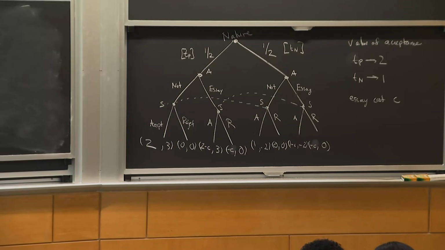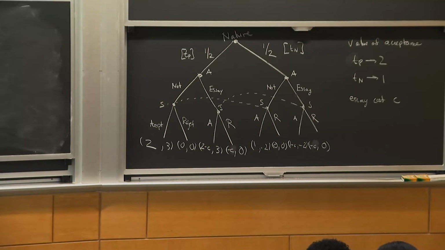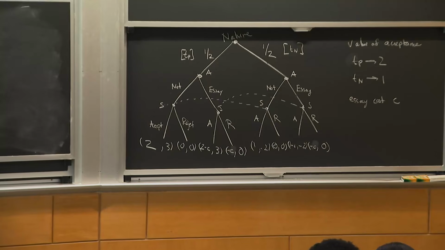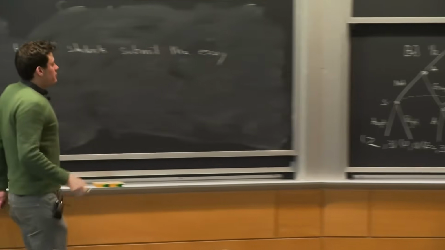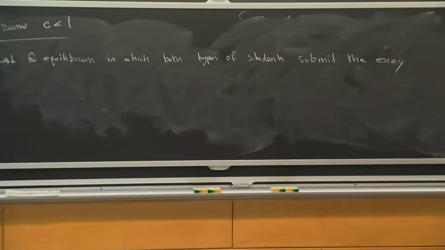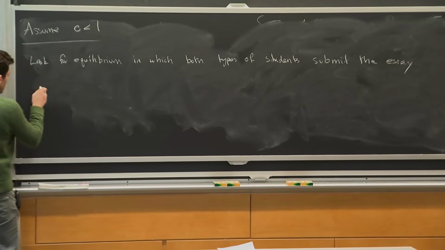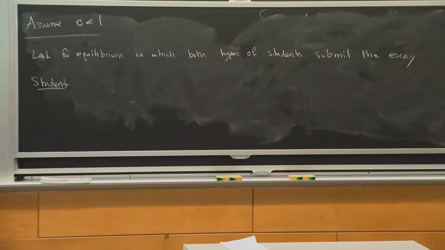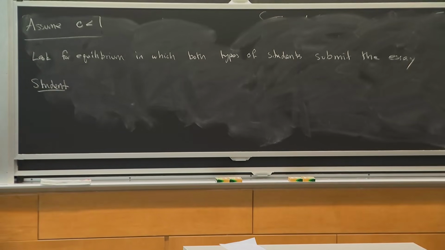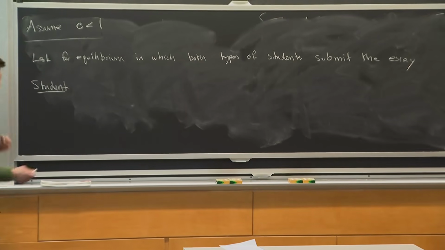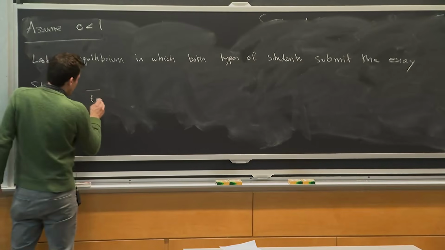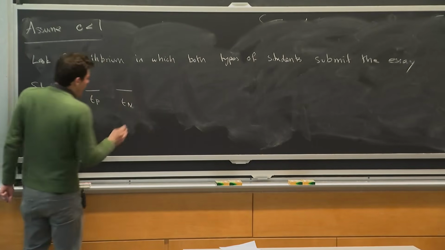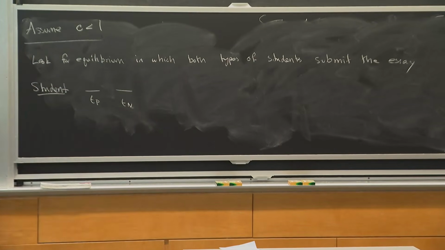In which both types of students submit the essay. Okay? So formally, let's look at the student strategy. Remember, a student strategy has to say what the student does as a function of their type, as a function of their private information. So we have the passionate student and the non-passionate student, and they both choose the essay.